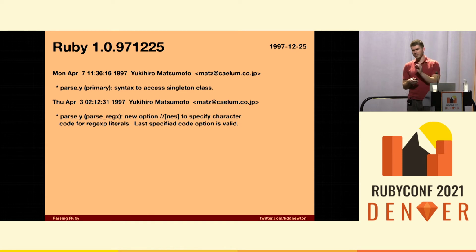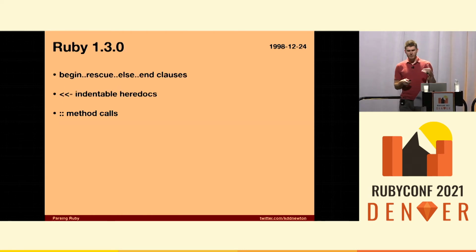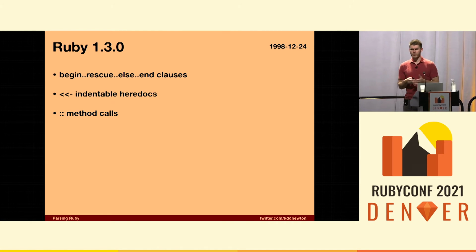We started getting regex flags that were specific to encoding, which was kind of an interesting thing because at the time, a lot of stuff was very Western-centric. I love the fact that Ruby was written in Japan because we have encoding kind of as a first-class citizen, especially in Ruby 1.9. Ruby 1.3 comes out the day before Ruby 1.2.